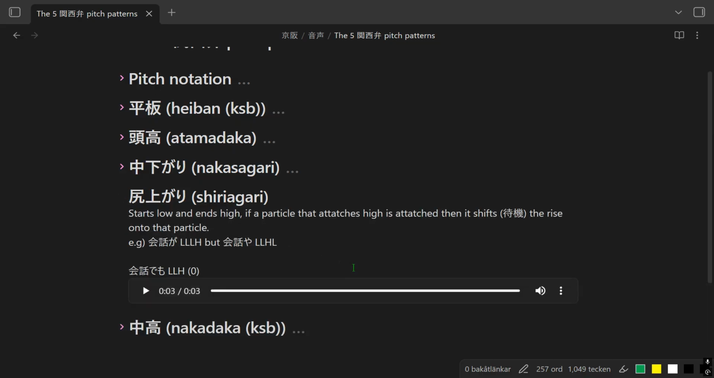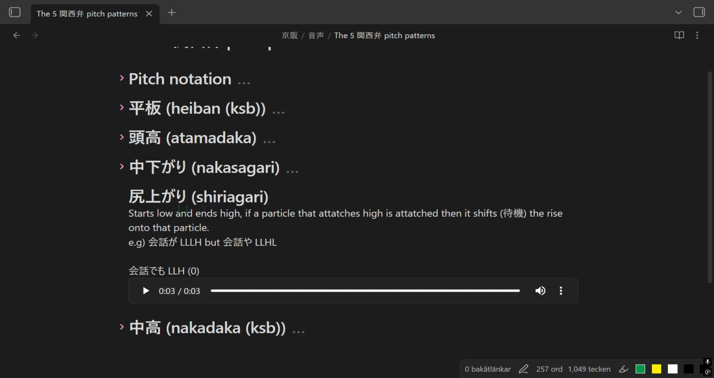Moving on to shiriagari. This is, in my opinion, the most Kansai Ben-like pitch pattern. When I hear this, it just screams Kansai Ben to me. So how shiriagari works is that it starts low and is low until the last mora in the word. So in standard Japanese, you would hear kaiwa completely flat, but in Kansai Ben you would hear kaiwa, kaiwa.